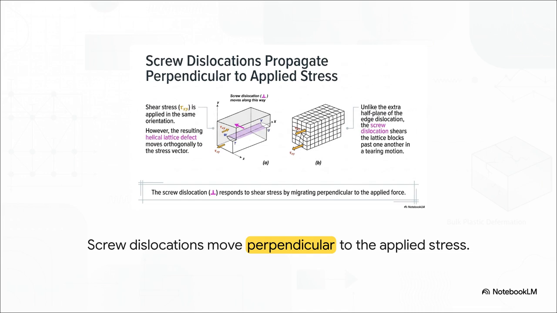While the shear stress is applied in the exact same orientation, again, check out those goldenrod arrows, the screw dislocation actually shears the lattice blocks in a sort of tearing motion. Because of its helical geometry, it migrates orthogonally, so it's moving perfectly perpendicular to that exact same applied stress vector.